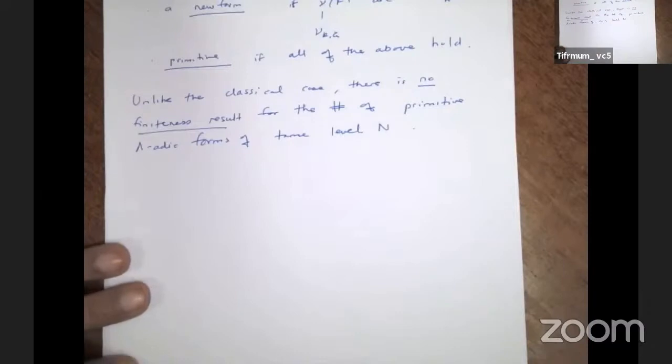And then I will list some other results, which I probably won't have time to prove, whether or not a form lives in a family, whether the family that it lives in is unique, etc. Some information about those kinds of results. Okay. So anyway, let's get to the finiteness of the number of primitive lambda-adic forms of tame level n in the ordinary case. Before that, let's define ordinary.